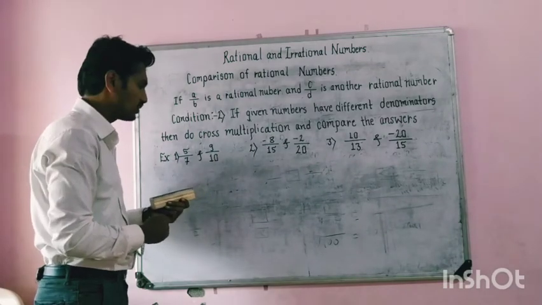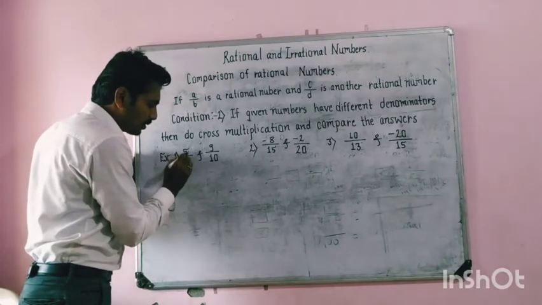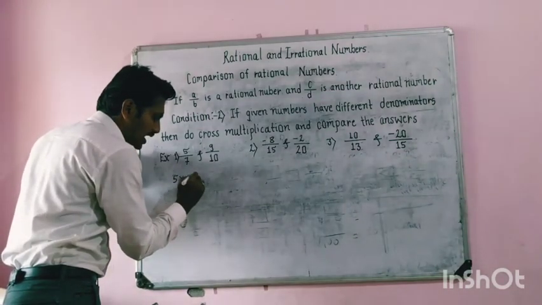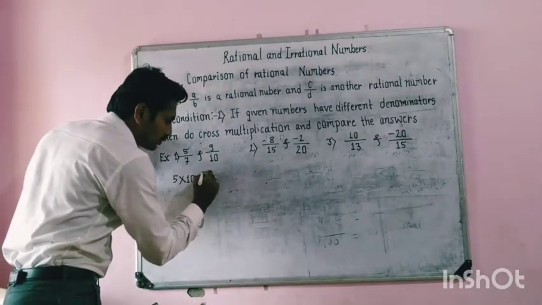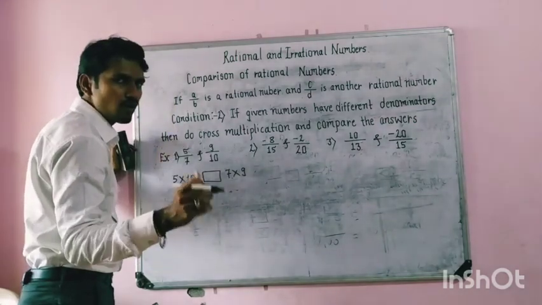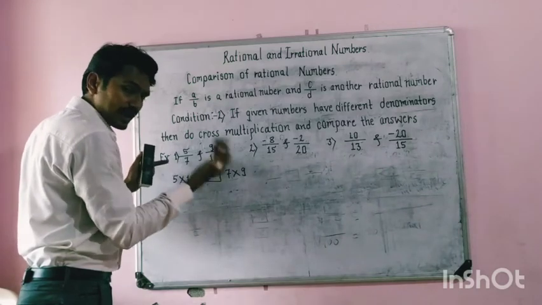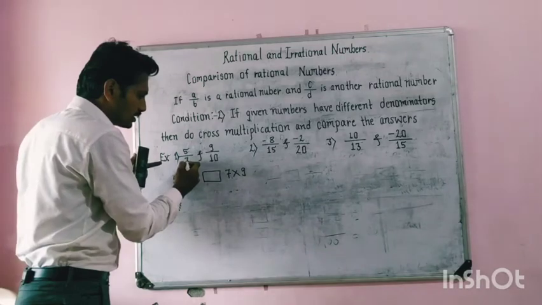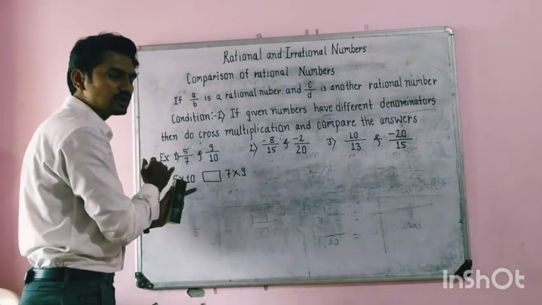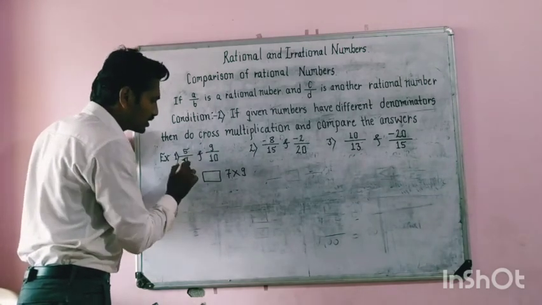Let's solve these three examples. Here 5 by 7 and 9 by 10. To compare these two, first step, multiply 5 and 10 together. Write 5 into 10 at the left hand side. Next step, 7 into 9. Have you understood? 5 into 10 means first left to right, upward to downward, and then second step left to right, downward to upward, 7 into 9. Like this only we have to multiply these numbers. If you do the opposite action, then you will not be able to compare these two numbers. So first multiplication 5 into 10, second multiplication 7 into 9.